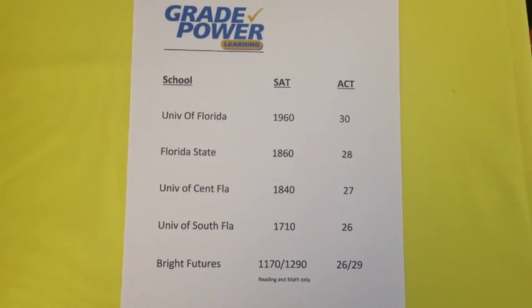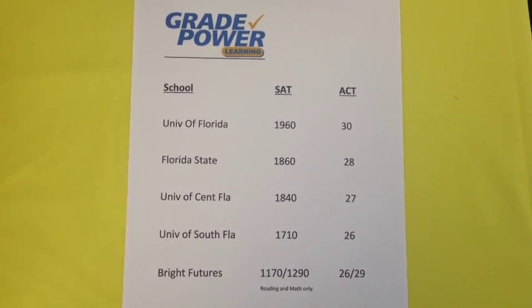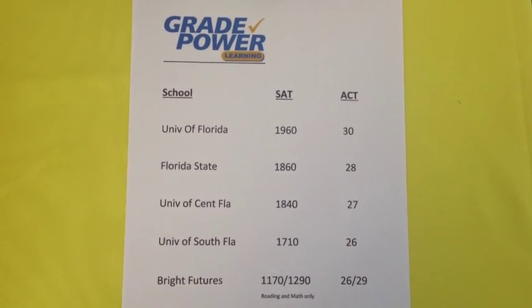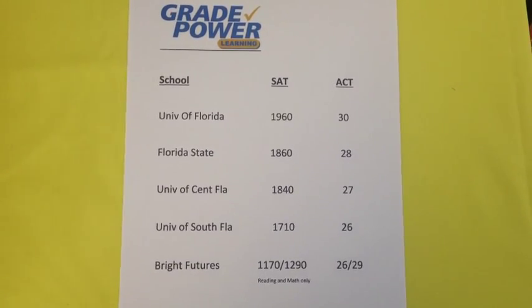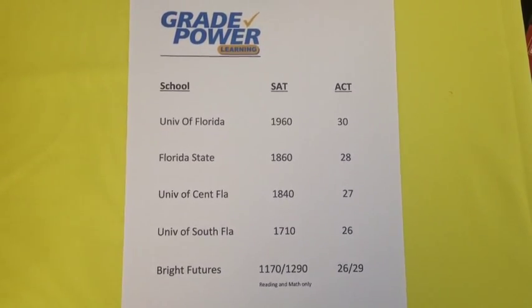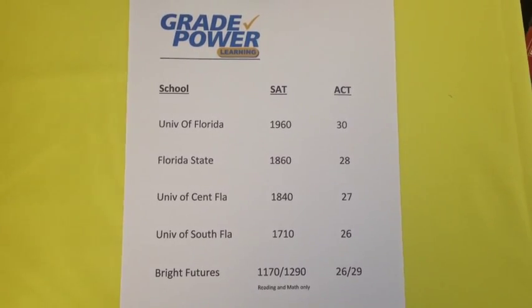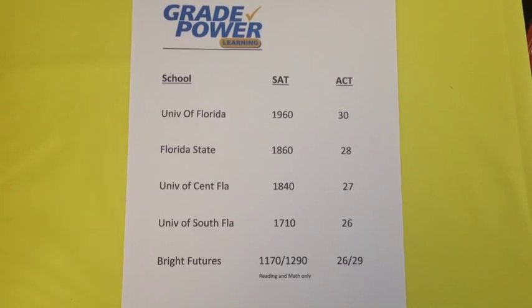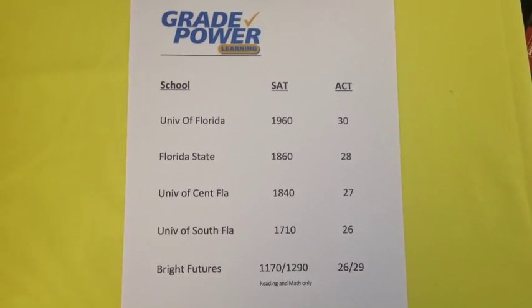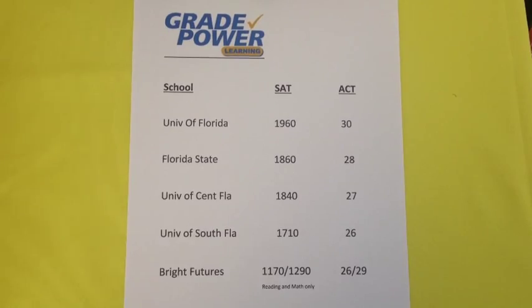Also, for Bright Futures, which is a great scholarship for students who can reach those requirements, you'll need an 1170 for the lower level Bright Futures or a 1290 for the upper level Bright Futures on the SAT, or you'll need a 26 for lower level Bright Futures or a 29 on the upper level Bright Futures on the ACT to get those Bright Futures scholarships.